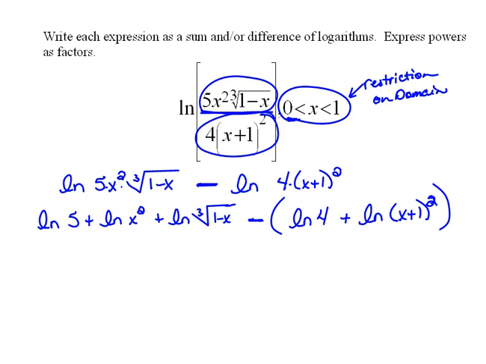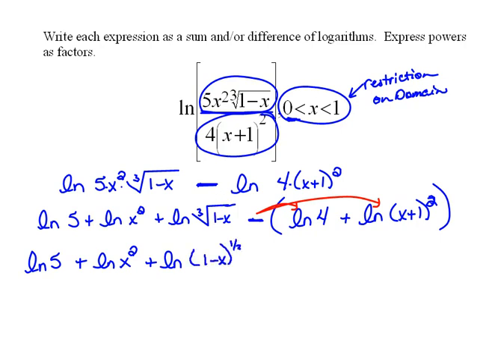Okay, now let's do some rewriting here. I know that I need to distribute out this negative, but you know what? This right here can be rewritten as something also. I'm going to rewrite the natural log of 5 plus the natural log of x squared plus the natural log of, I can rewrite the cube root as an exponent of 1/3. So I'm going to do that. We don't want to see the roots. And then minus the natural log of 4 minus the natural log of x plus 1 squared.